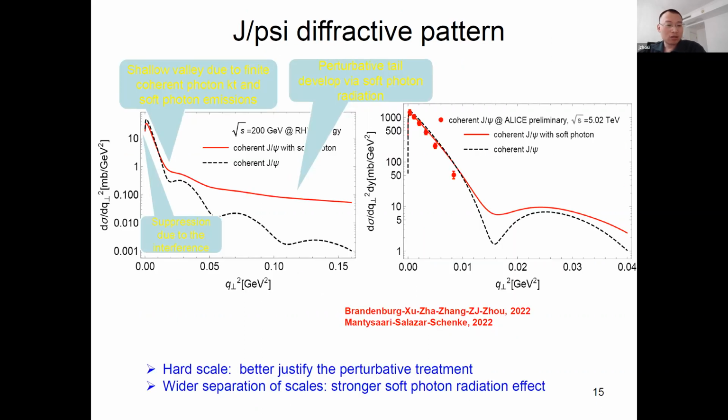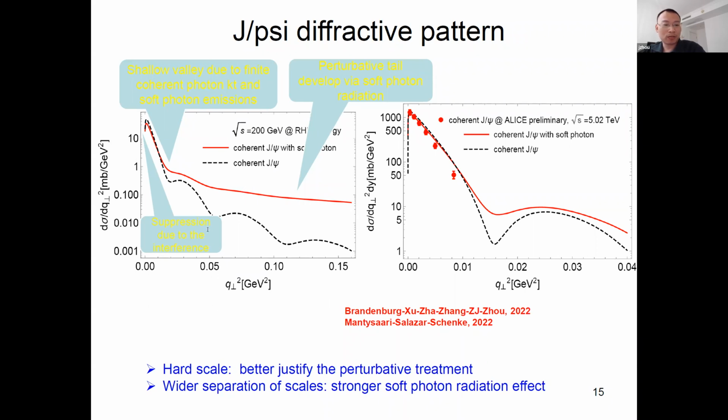Okay. So these are our results for the azimuthal average diffractive J/psi production in UPCs. This is for RHIC energy, this is for LHC energy. The RHIC one is shown. The red solid lines are the full results. The dashed black lines represent results without including the soft photon radiation effect. Once again, the dip structure at very low QT is observed due to this two-source interaction effect.